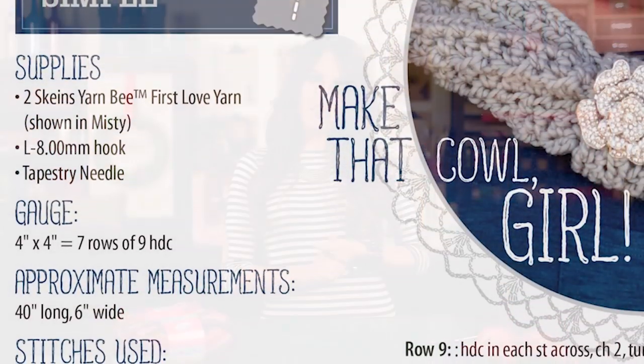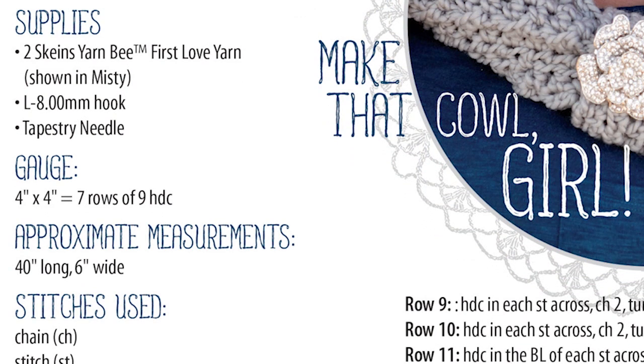And usually under skill level, you'll find the supplies you need to finish your project. So you'll have a particular yarn that you need and the amount of yarn, and then you'll also see what size crochet hook you need. You'll also find here any additional items that you would need, such as a tapestry needle, for example.